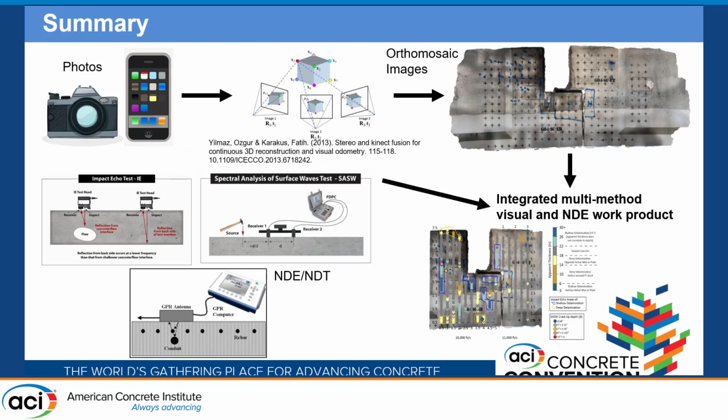So in summary, the process of data fusion combines discrete photos turned into a 3D model, turned into an orthomosaic image from photogrammetry with conventional NDE results to generate a geometrically correct, integrated multi-method visual and NDE work product. And I presented 2 case studies a little fast, I apologize, showing this process in detail.